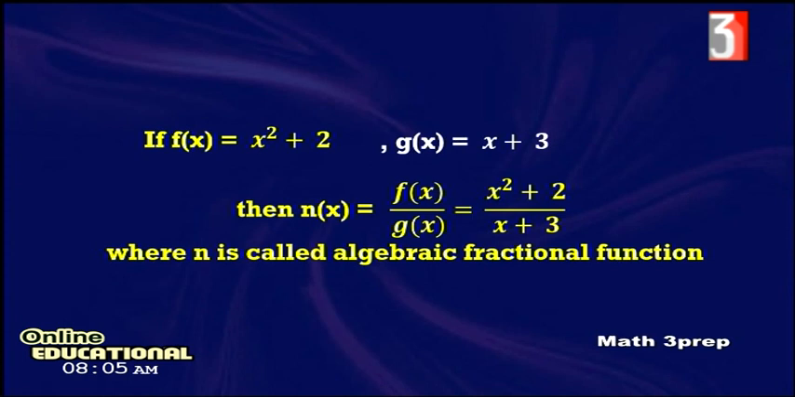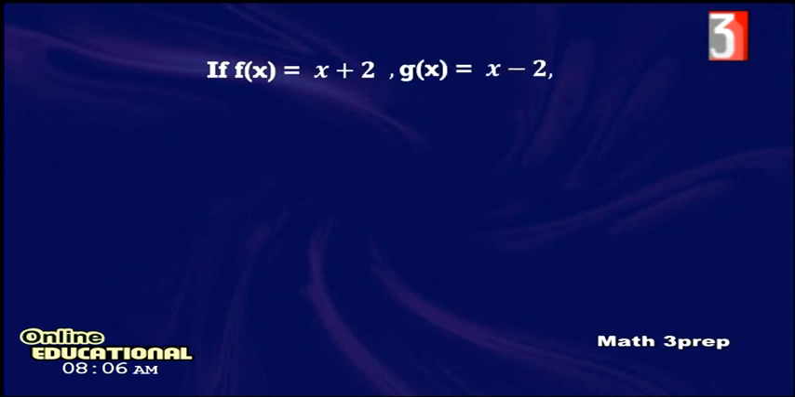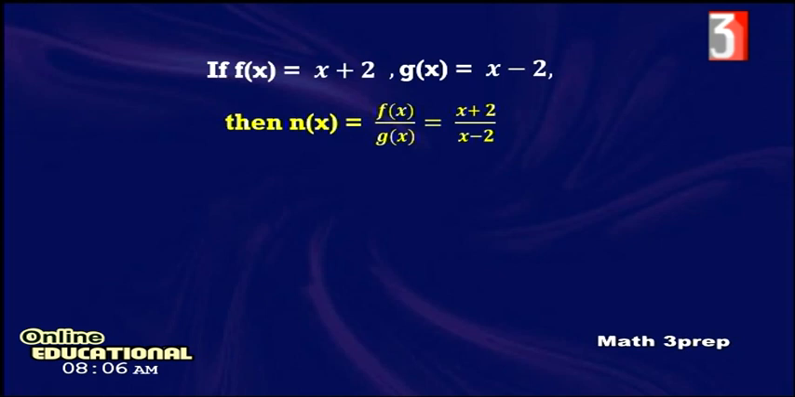So what is an algebraic fractional function? It is a fraction consisting of two functions divided by each other. So if you have f of x equals x plus 2, g of x equals x minus 2, then n of x, which is f of x over g of x, will be x plus 2 over x minus 2.